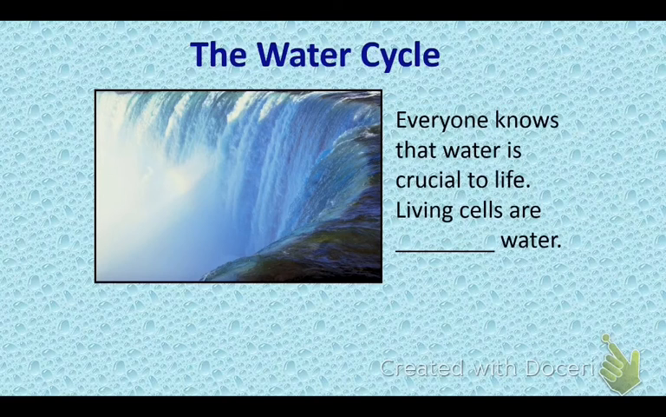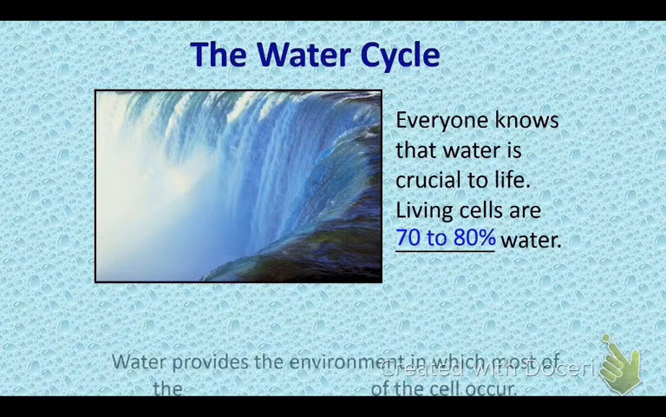Water cycle. Everyone knows the water cycle is crucial to life, right? Living cells are 70 to 80% water. You, as a person, are 70 to 80% water. You're just a weird bag of water walking around talking to other weird bags of water. Okay?